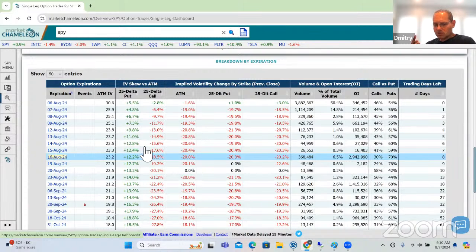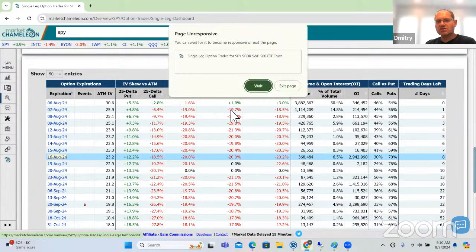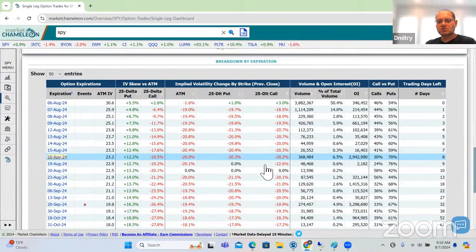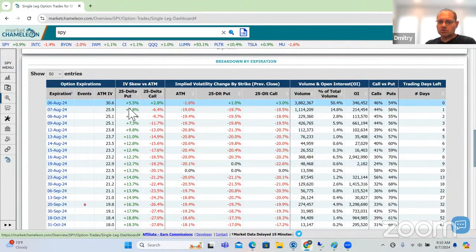A couple of insights that we could grab from this table are the following. Here we see where the at the money implied volatility is for each expiration. August 6th, this is the 0DTE. This expired yesterday, so that went away, but you could see here that it was by volume the busiest, with the most trading volume out of all the expirations yesterday.